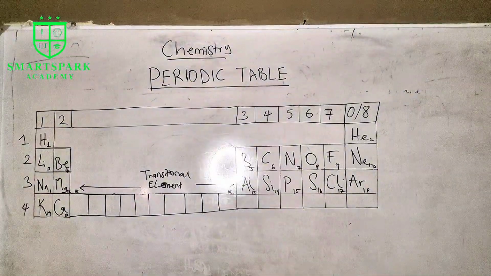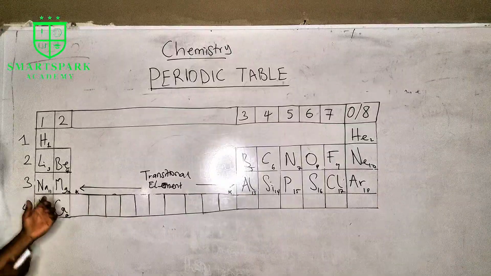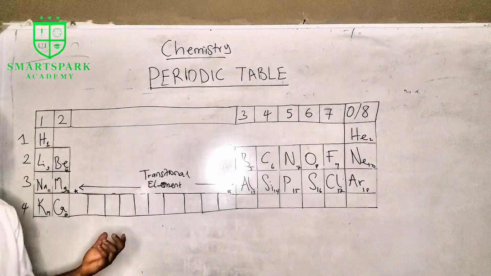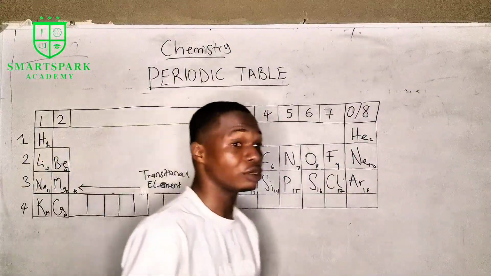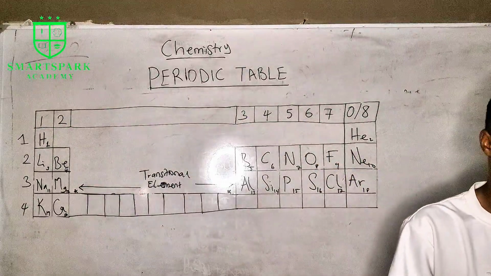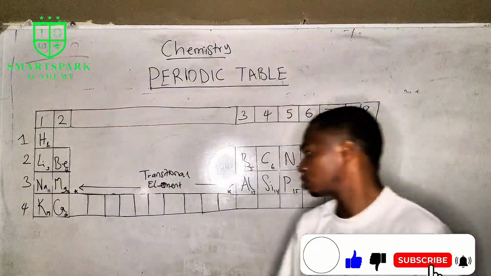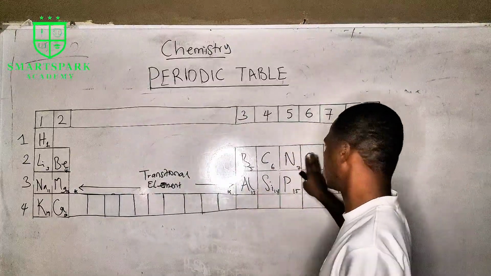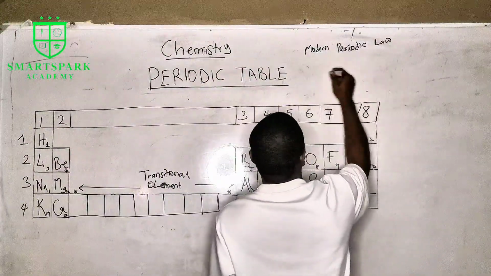Now, the intelligent scientist that structured this table like this is Dmitri Mendeleev. He is a Russian scientist. He arranged the elements in order of increasing atomic number. Yes, there were gaps, there were spaces. Maybe by that time they had not discovered some elements, so they just left some spaces.